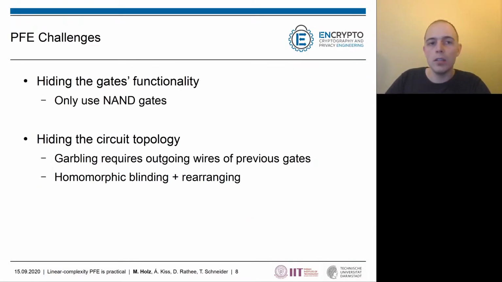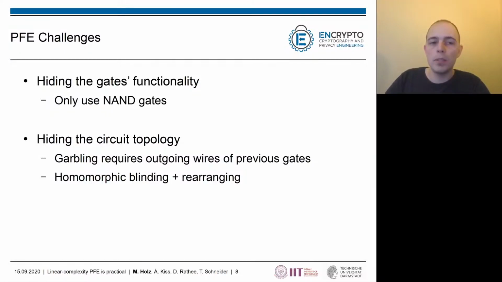So what are the main challenges of private function evaluation? First, we have to hide the functionality of the gates of the circuit that we want to evaluate. In contrast to standard multi-party computation, where AND gates and XOR gates are used to evaluate any possible functionality, in our work we only use NAND gates, and by only using NAND gates we can also represent any functionality of a Boolean gate.